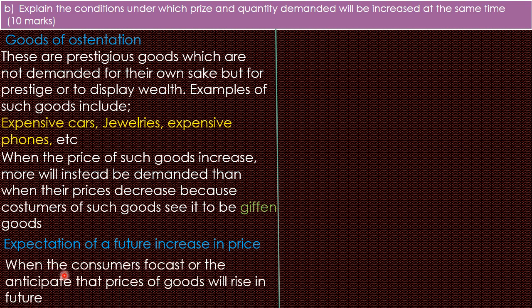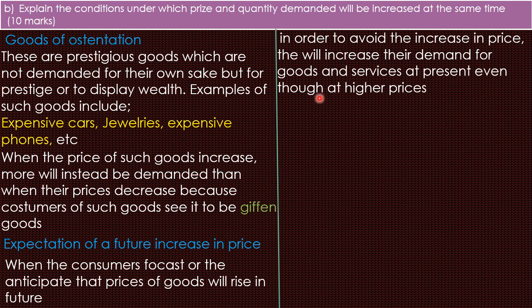So friends, we say that when customers forecast or anticipate that the price of goods will rise in the future, in order to avoid the increase in price, they will increase their demand for goods and services at present, even though at a higher price. So if they want to evade such a future increase in price, they are going to demand more of these goods to escape from the increment in prices that they forecast. So friends, so far you must have scored about 8 marks, if not 6 or 7 marks, because all these points are quality points. They are so good, guys.